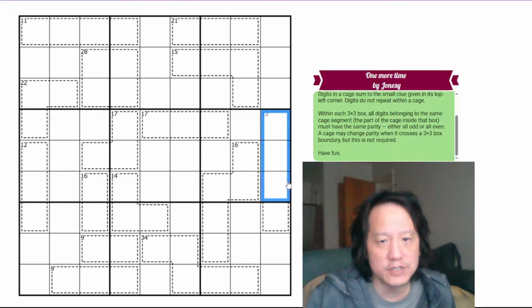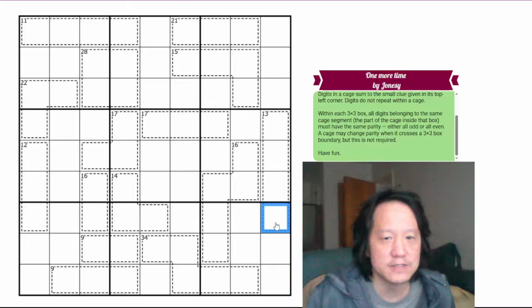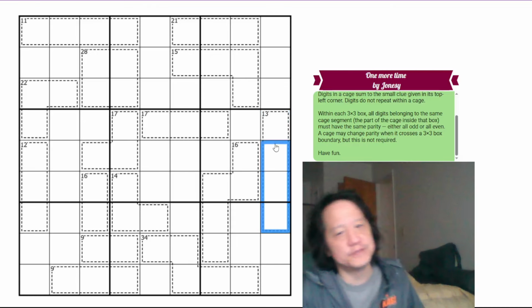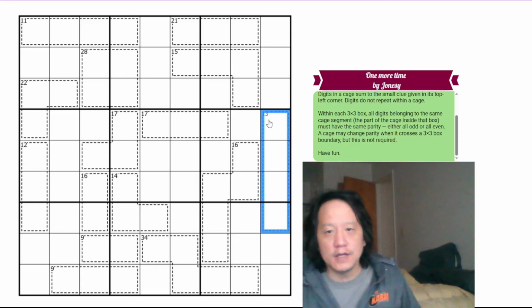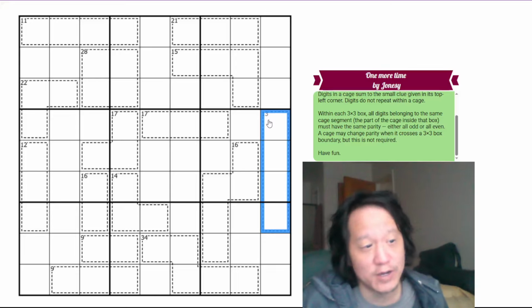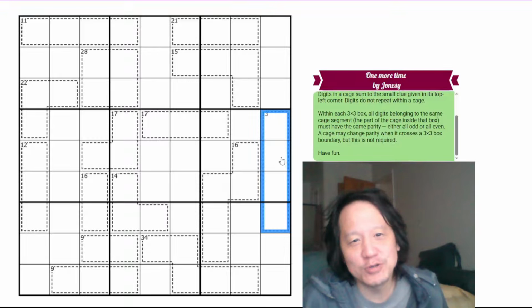Same with these 3 cells. But these 3 cells do not have to be the same parity as this cell. These are all the same parity, and this could be a different one or the same one as those cells. Anyways, that's the last rule. Those are all the rules.